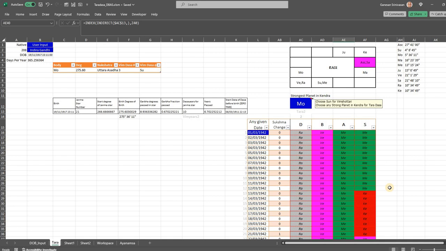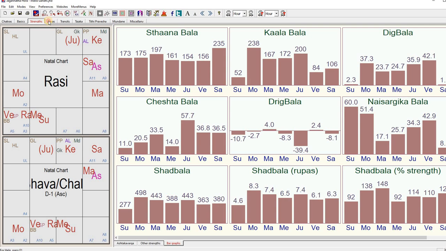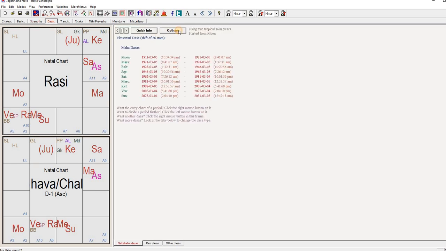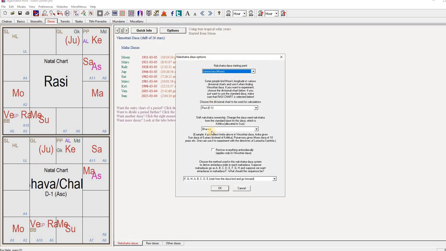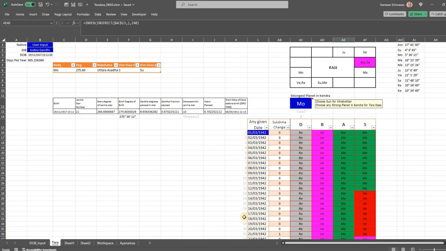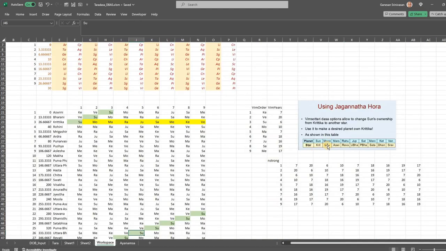And is this coming out correct as per Jagannatha Hora? We can maybe go to Jagannatha Hora, go to the Dasha system. In Jagannatha Hora, as I told you, you have to properly choose. If it is Moon, you have to choose Bharani, as I already told you. If it is Moon, you choose Bharani there.